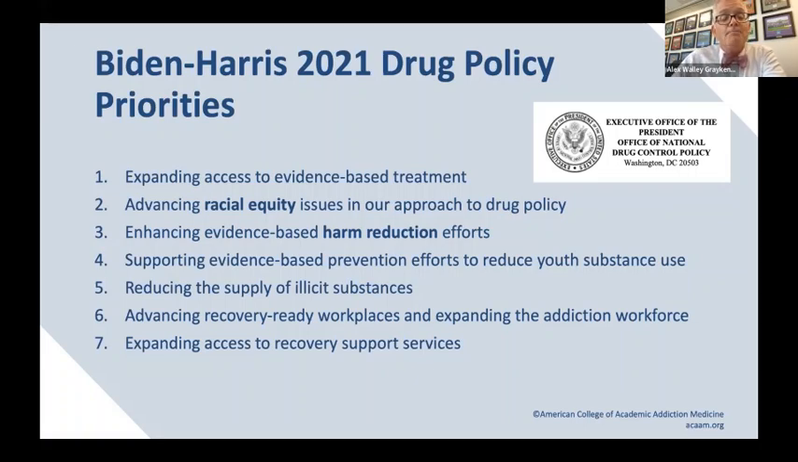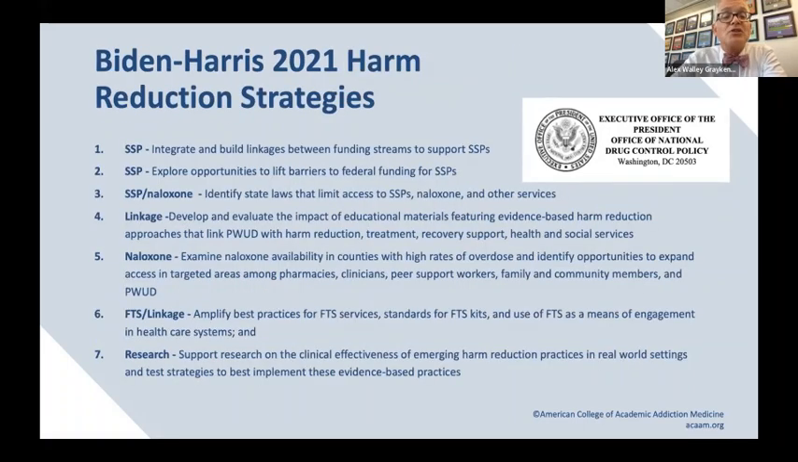And I have both of them bolded because in many ways they're related and reliant on each other. And I'm going to highlight that in several areas here today. So some of the specific harm reduction strategies, you see the terms SSP, which is Syringe Service Program, and then naloxone. FTS stands for fentanyl test strips and linkage.